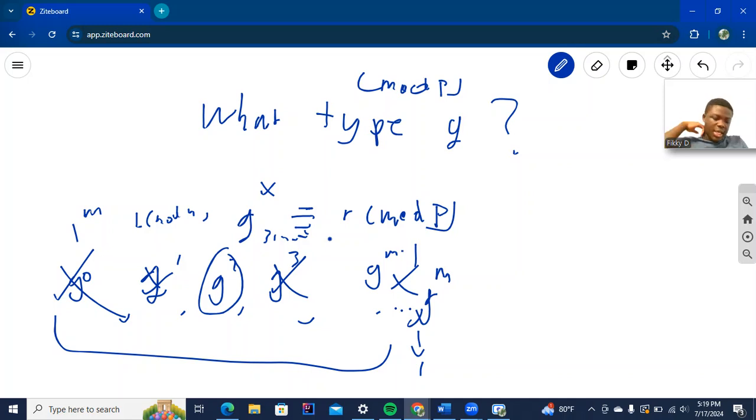For example, yes, we only have access to the numbers from 0 to p minus 1, but if we have a very small finite field, then it doesn't even matter, because the only numbers we would actually care about, for example, if we have a g, let's say g squared left a remainder of r mod p.